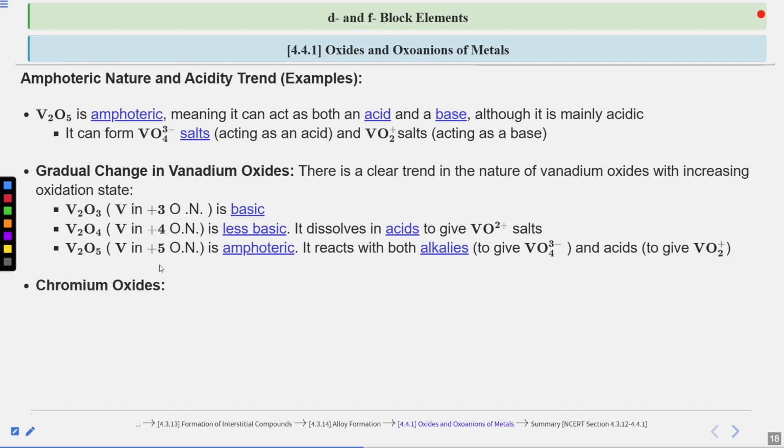Chromium oxides. Now let's talk about chromium oxides. CrO, where chromium is in +2 oxidation number, is a basic oxide. Cr2O3, where chromium is in +3 oxidation number, is an amphoteric oxide.